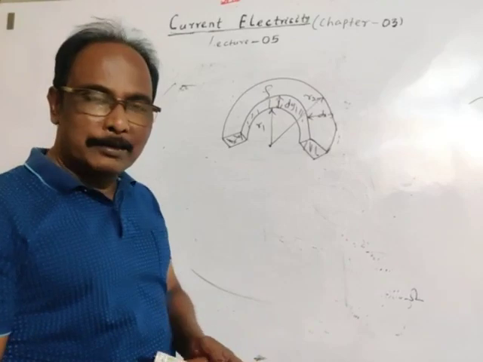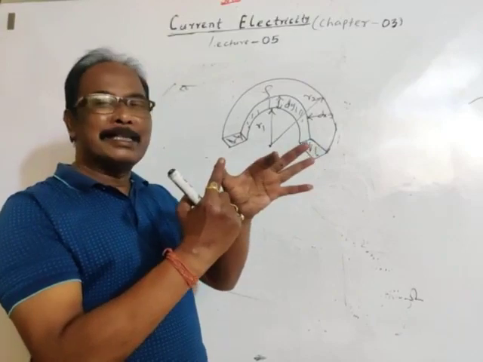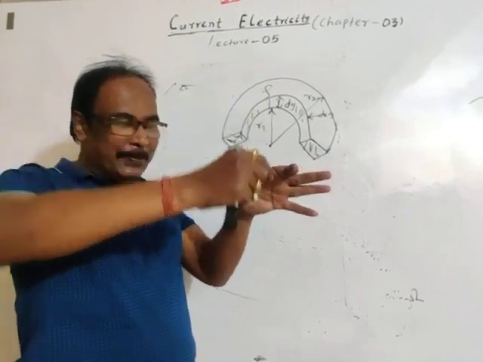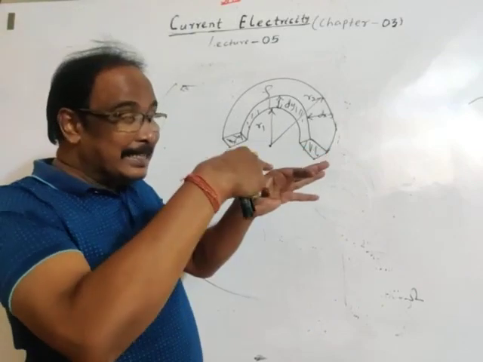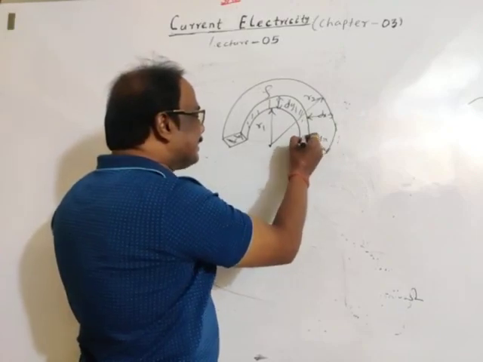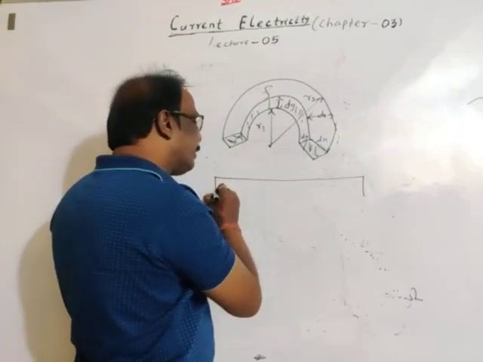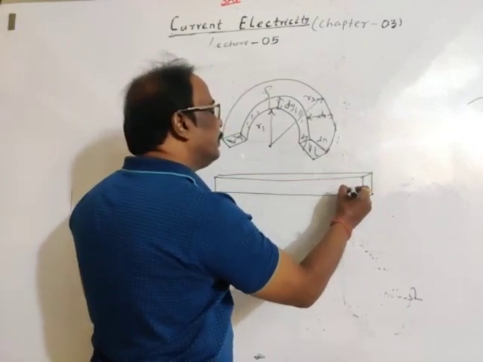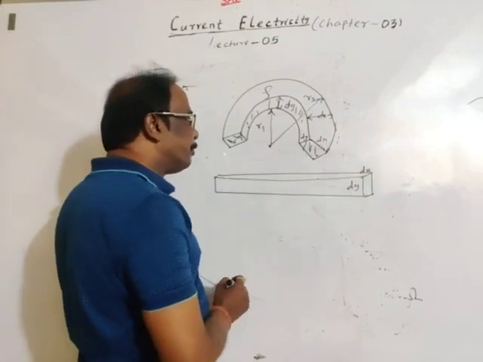Just imagine this is a semicircular wire. This is one face, this is the other face. See, this is the axial thickness, this much. Are you able to see? And this is the radial thickness. So this is radial thickness dx, and this is axial thickness dy. So just open it out. See, this is axial thickness dy and this is radial thickness dx.